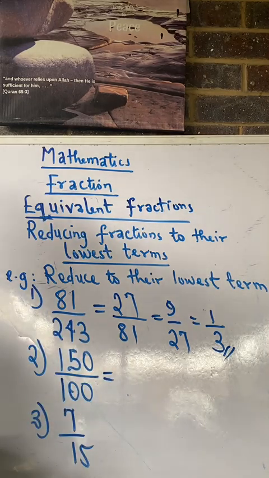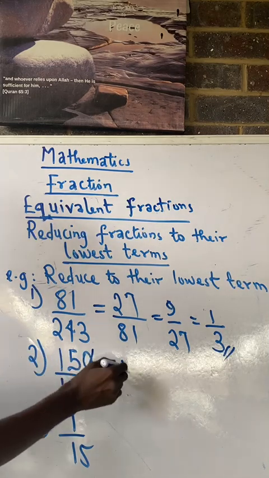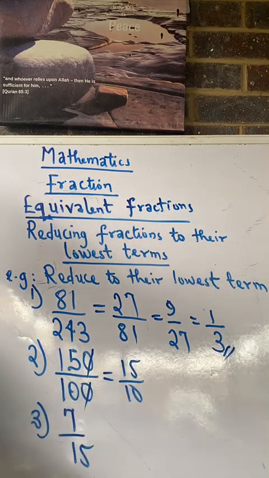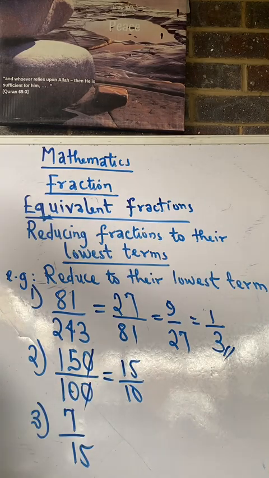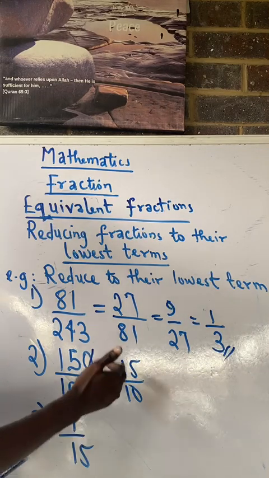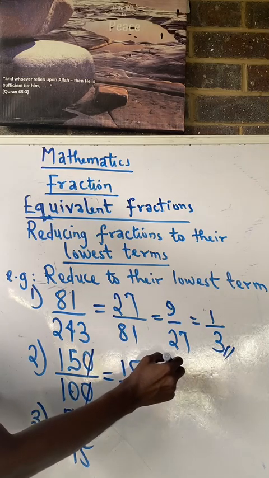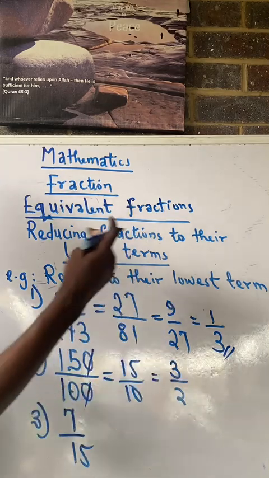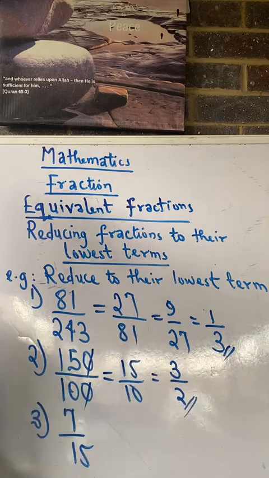But for the sake of the children, they will first need to cut the 0, so we will be left with 15 over 10. Cutting the 0 means you have divided by 10. So if you divide this by 10, you have 15, and divide this by 10, you have 10. Now, what else can go? Even the children know that 5 can go in both. So 5 in 15 gives us 3, and 5 in 10 gives me 2. So we can no longer cut. This is the final answer. We have reduced it to the lowest term.